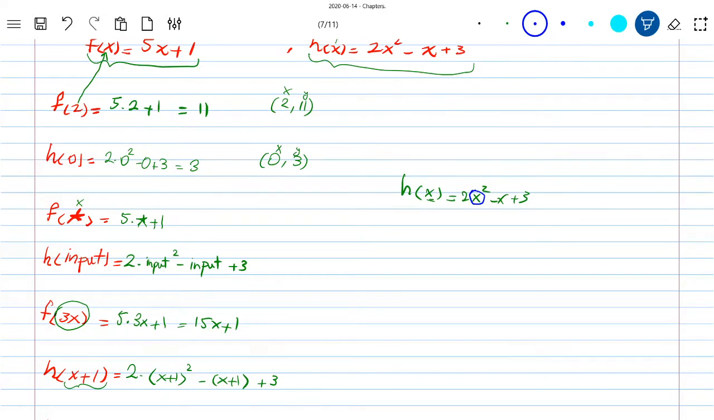If you compare, every time I see x into the function h, I've replaced it with x plus 1. Because now the input given is x plus 1. And they say replace x plus 1.